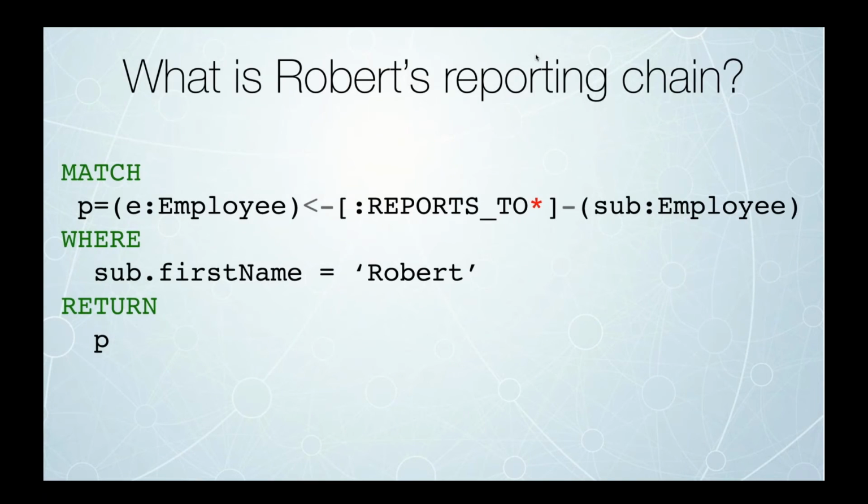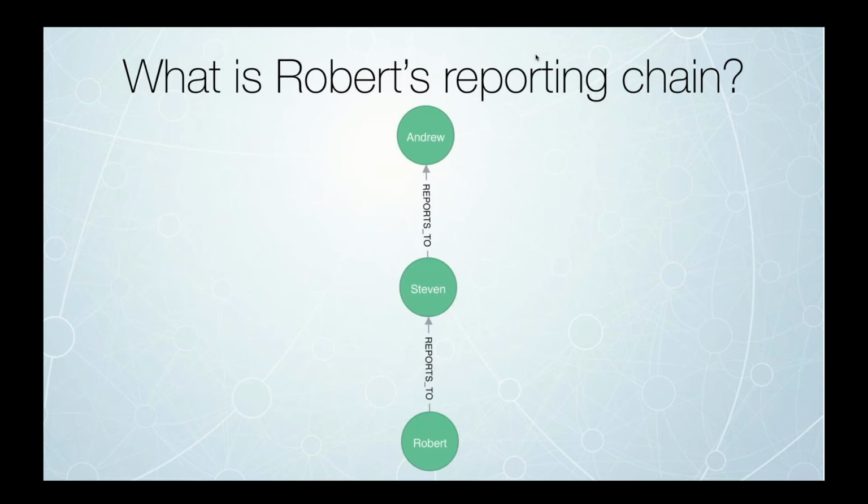Now, one thing that's really important about Cypher is that we can define variable length paths. So here we're using an asterisk in the reports to relationship. And what this says is follow this pattern, so employee reports to employee, but follow this an unlimited number of hops. So follow all paths that match this pattern using multiple reports to relationships. So really what we'll do here is we'll start at Robert and we'll see the entire chain. So we'll see that Robert reports to Stephen, and then that Stephen reports to Andrew.